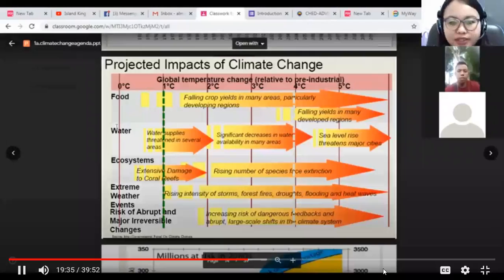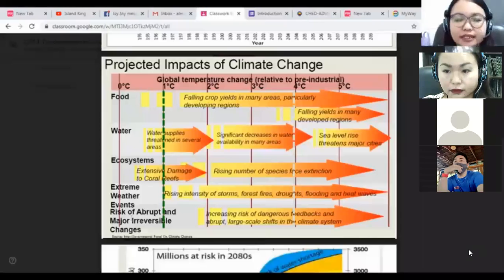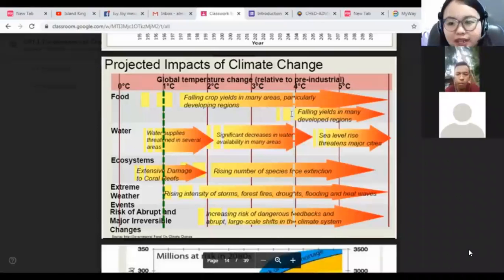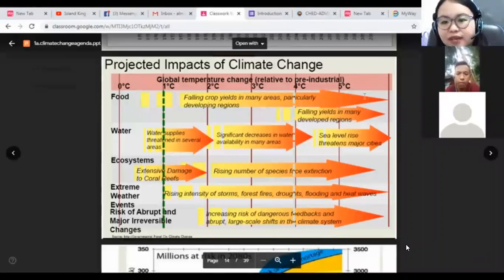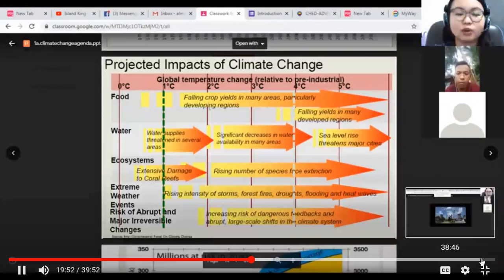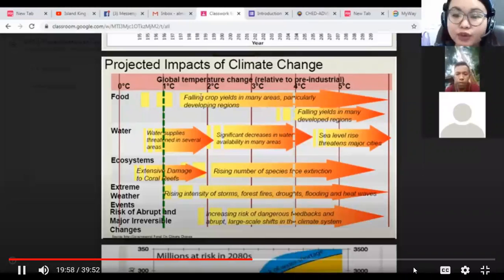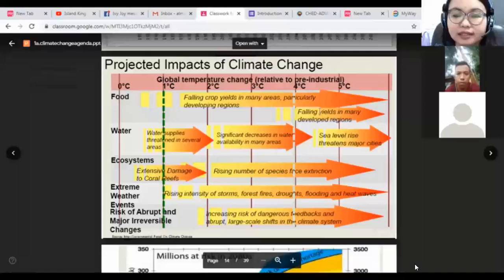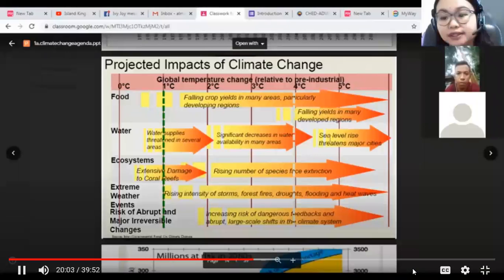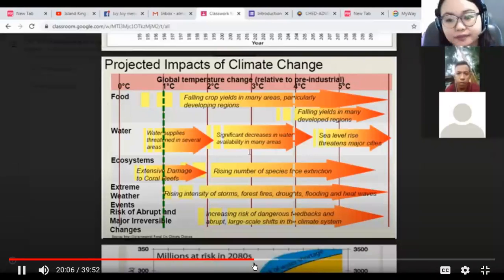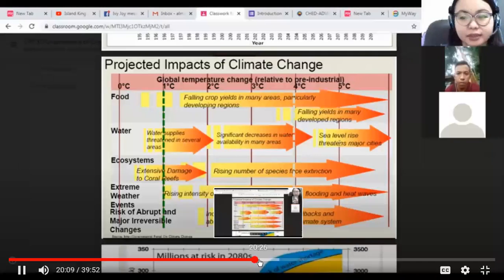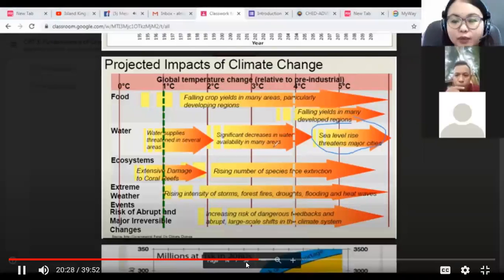As you can see, may mga impact siya to food, water, ecosystems, and extreme weather events, risking abrupt and major irreversible changes. As the temperature increases to 5 degrees Celsius and more, what happens to our crops? They will fall, die: falling yields and crop yields. What happens to the water supply, John Ray? Can you see the screen? The water supply, but there is a rise in sea level.